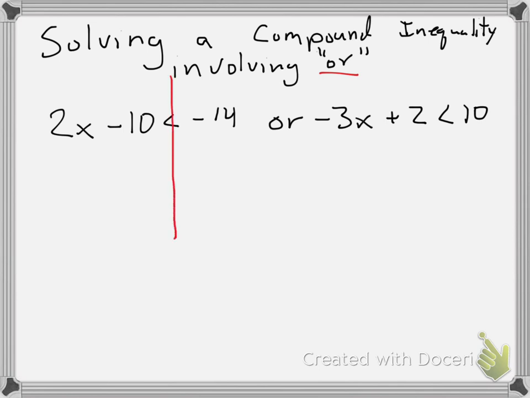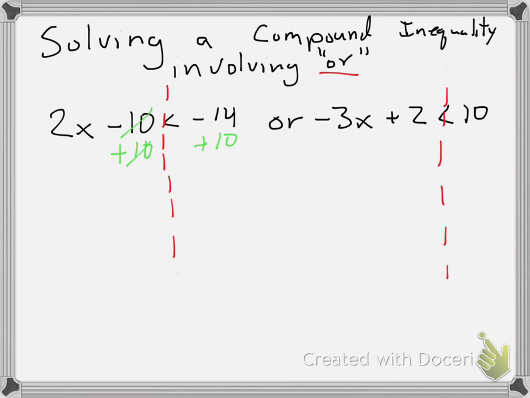So what I like to do is I usually push a dashed line here and here, covering the inequalities, and we're going to solve each one. So if we start with the left side, we have 2x minus 10 is less than negative 14. So the first thing I'm going to do is I'm going to move the constant, which is add 10 to both sides.